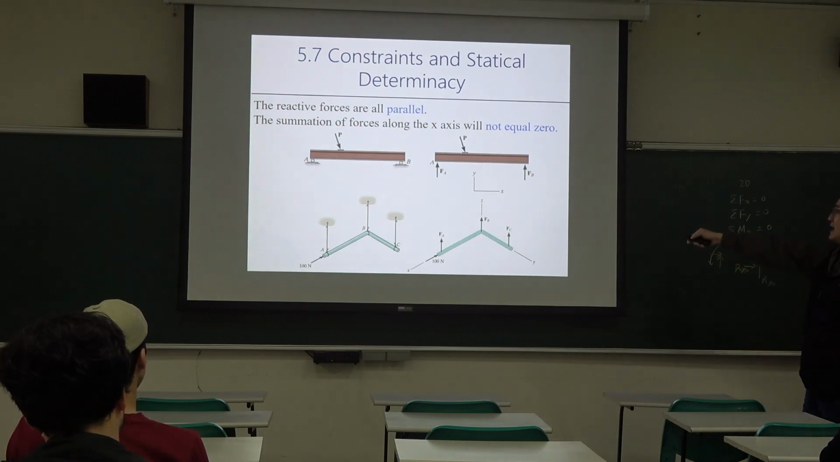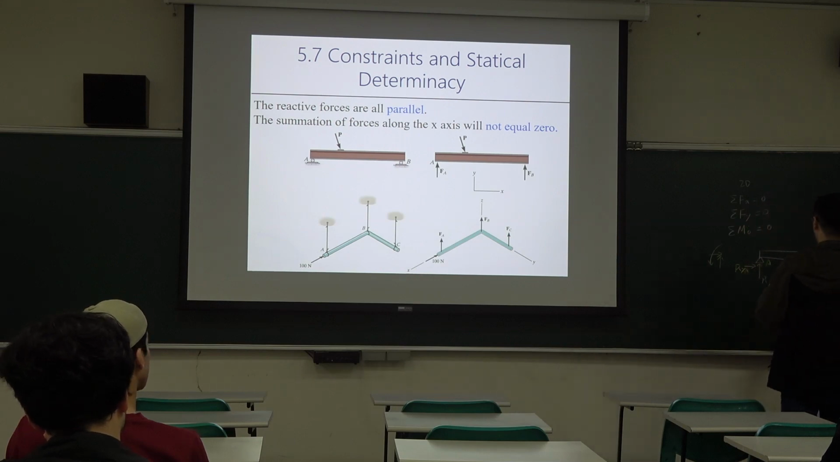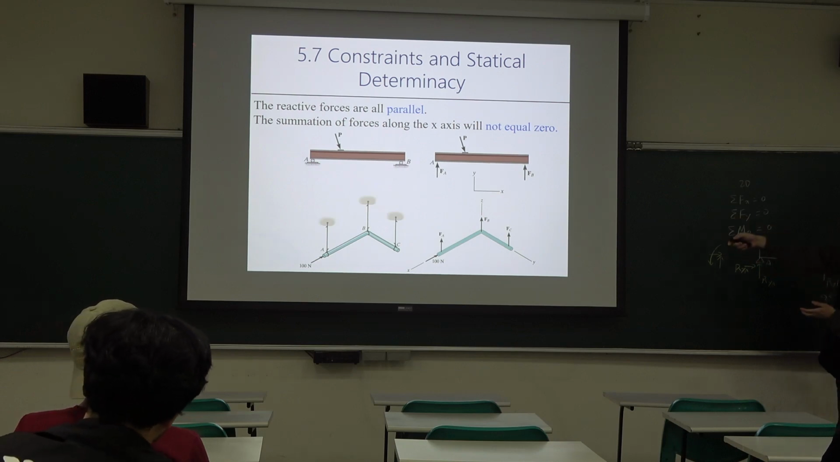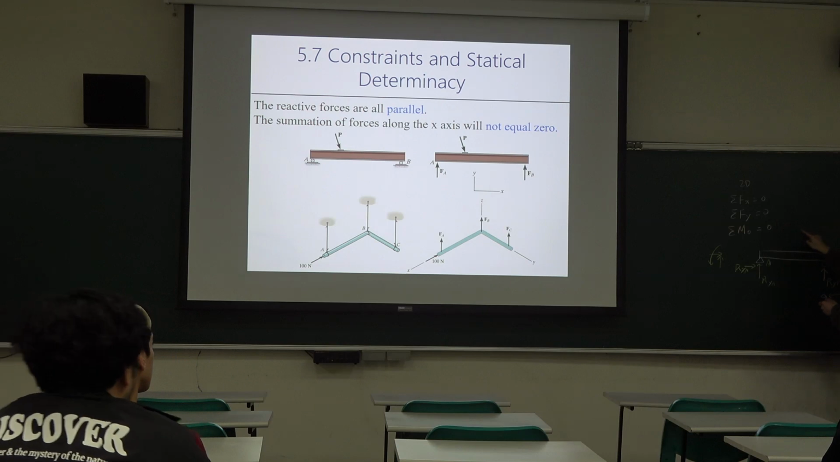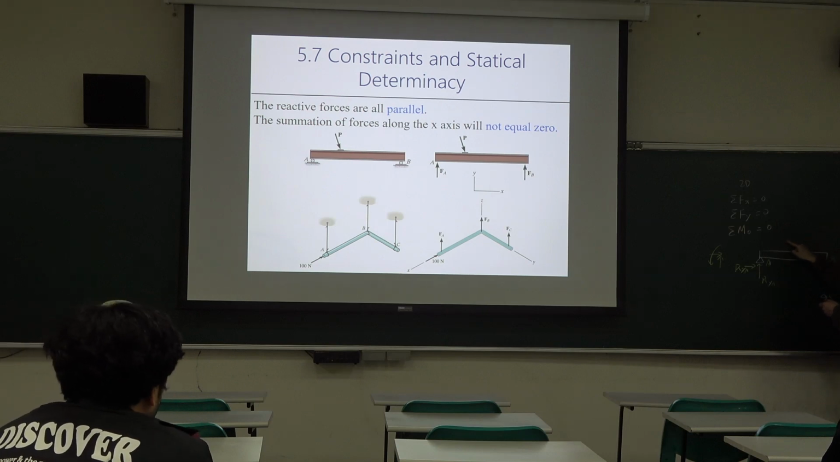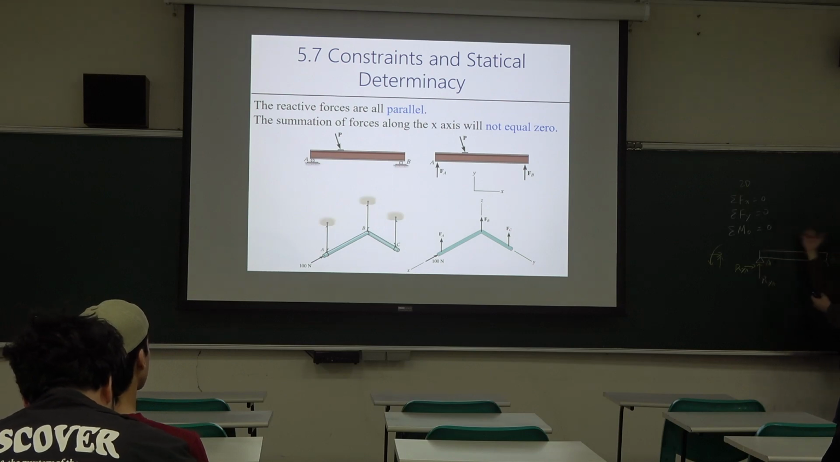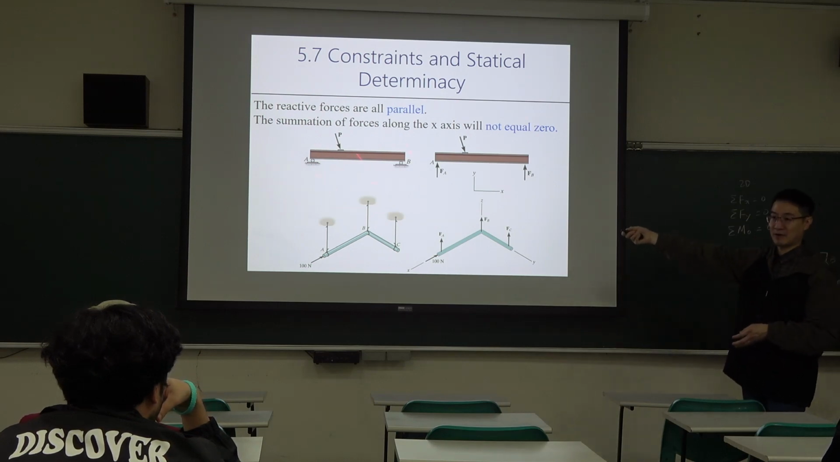Okay, then next one. A and B, both of them are roller support. So roller support only provides vertical reaction. But here, the external loading is inclined, so it can have horizontal and vertical components. For the vertical component we have a reaction, but we don't have a constraint to support the horizontal force. So it's still not stable. Okay?